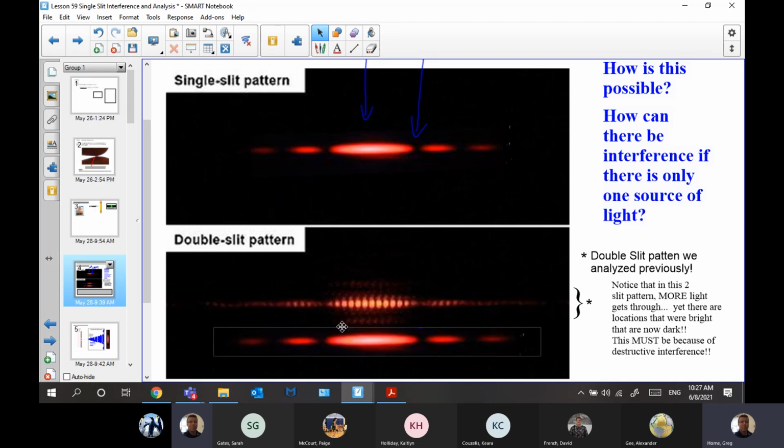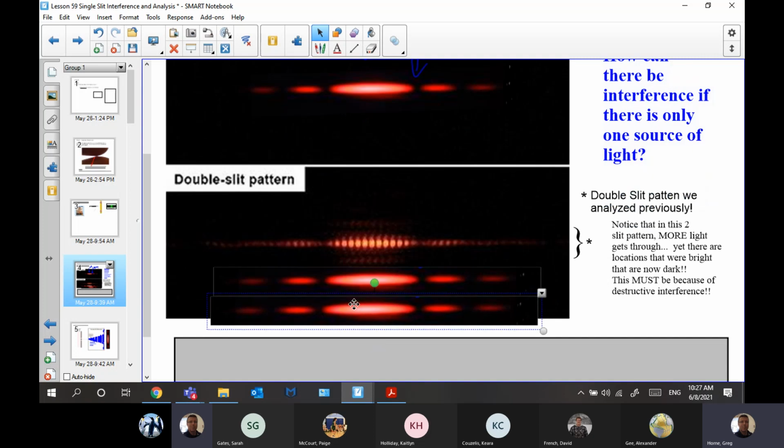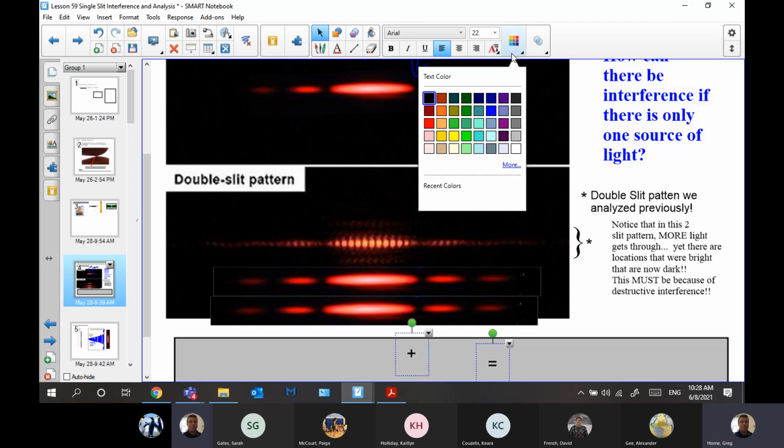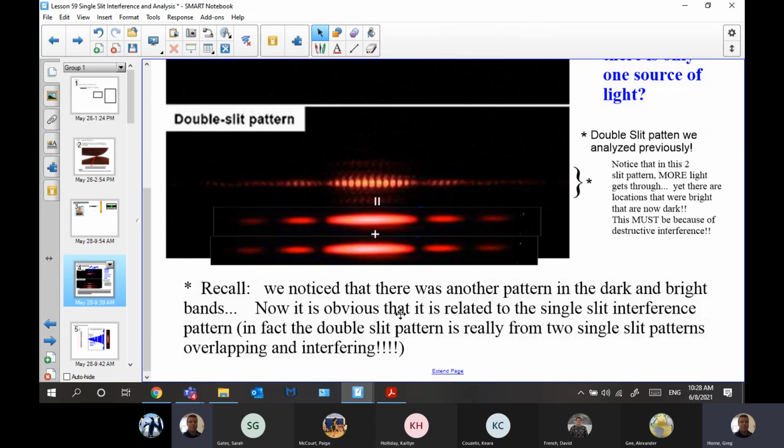So let's do this. I'm going to put this plus sign and equal sign, and there we go. Go white. There we go. So this plus this equals this, right? It's kind of to make it obvious what's going on here. And you'll see something like that again on a future slide.